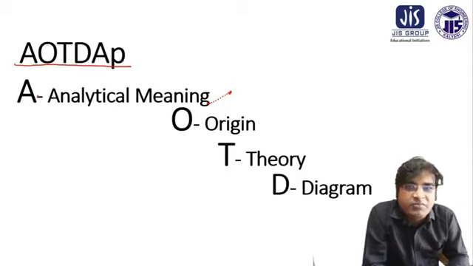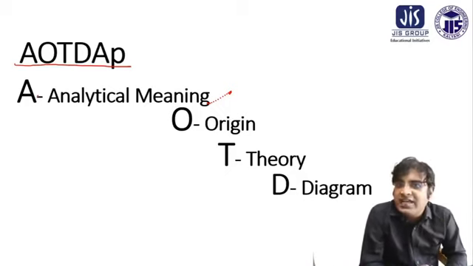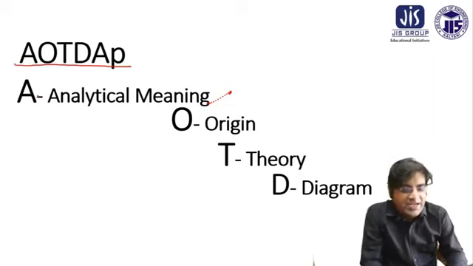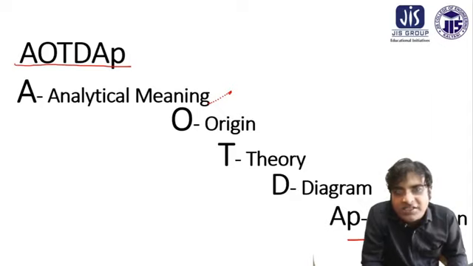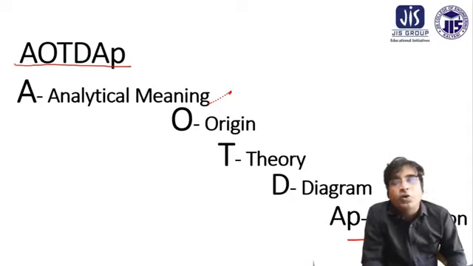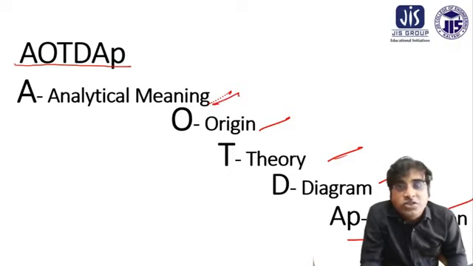Next, D for the diagram. Diagram is very, very important in electronics. Any kind of thing you want to study, the diagram is also very important. That is basically the drawing. If you want to study any kind of thing, the resistance or whatever, the diagram is very, very mandatory. And last one, all over the world, engineering depends upon the applications. For these applications, it is very essential to know all these things: A for analytical meaning, O for the origin, T for the theory, D for the diagrams, AP for the applications. So these are the rules of the study.